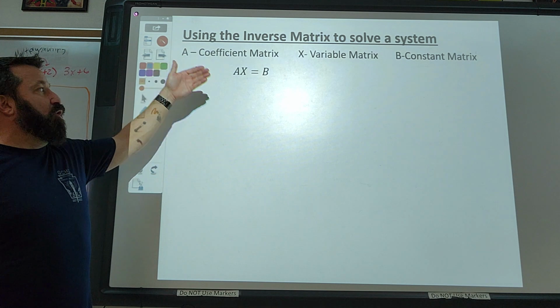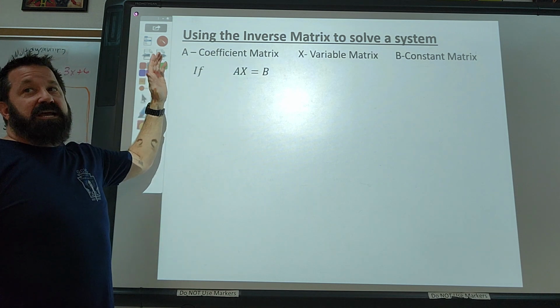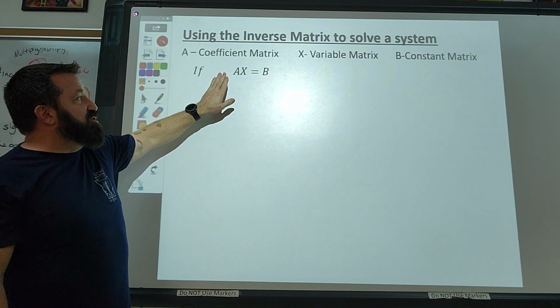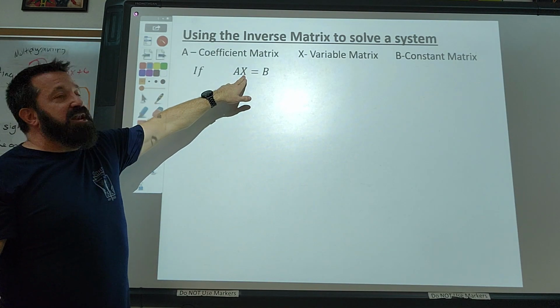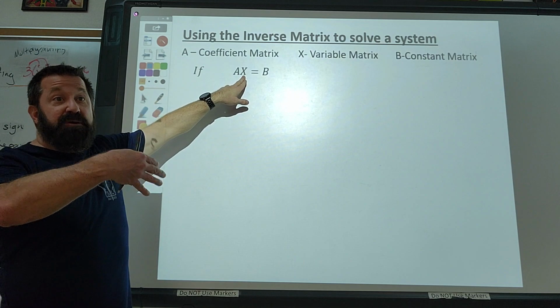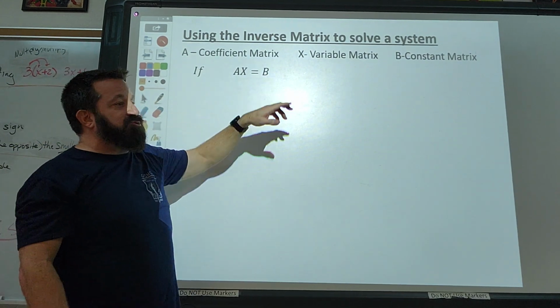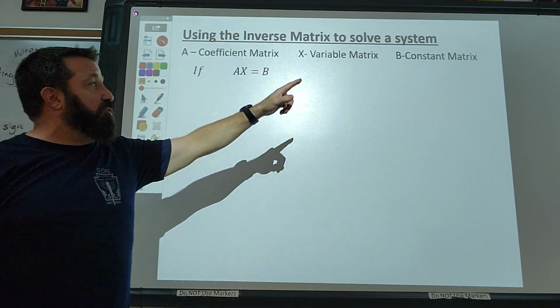Okay? And it's going to look weird how it's oriented because it has to be set up this way, because this is matrix multiplication. So if this is a 3 by 3 for A, then X has to be a 3 by something. So it'll be a 3 by 1. Okay? And then B is your constant matrix. It's the values that your equations are equal to.